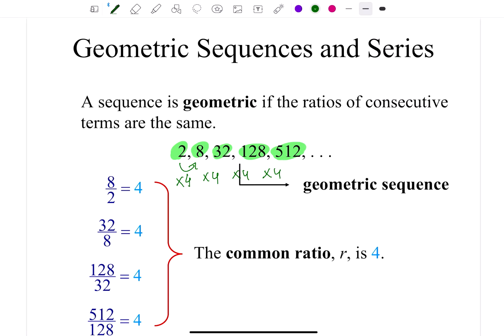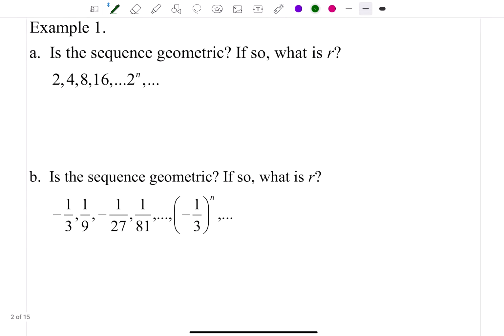That kind of sequence is called a geometric sequence, and the number we use to multiply to get the next term is called the common ratio r. In this case, we were multiplying with 4. We could be multiplying with a positive or a negative number. Is the given sequence geometric? If so, what is r?